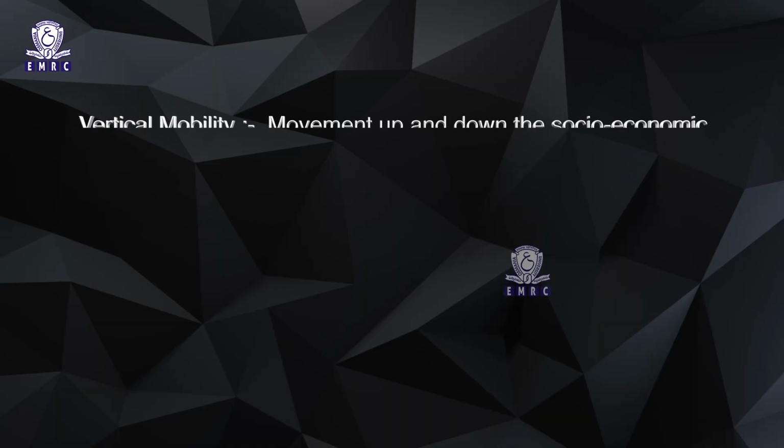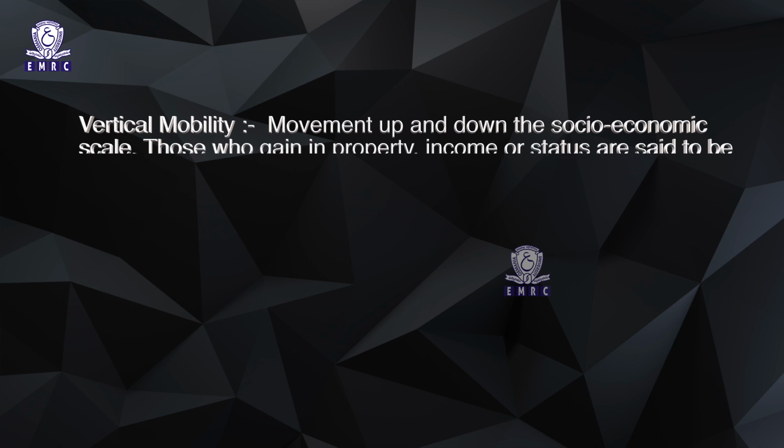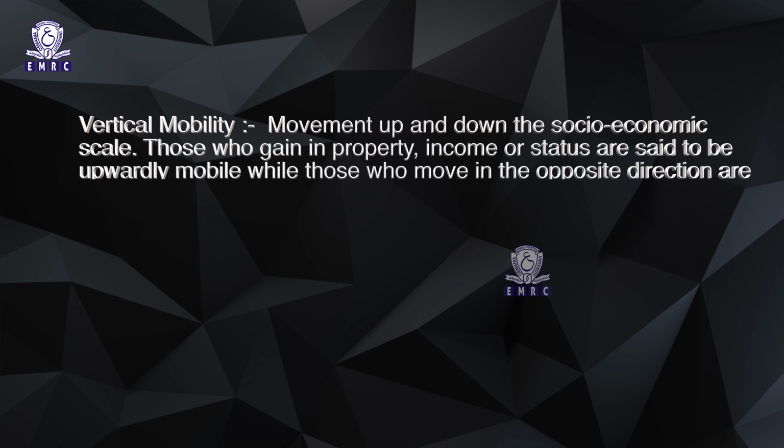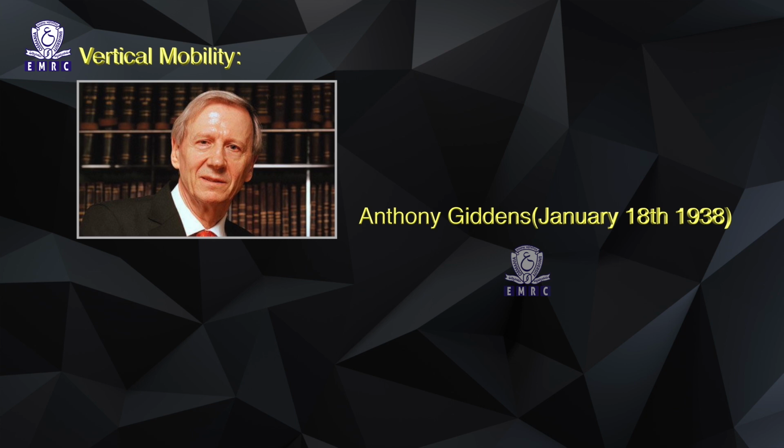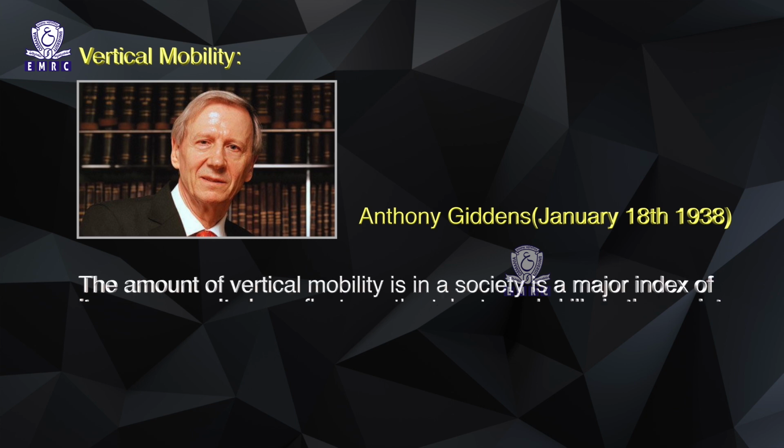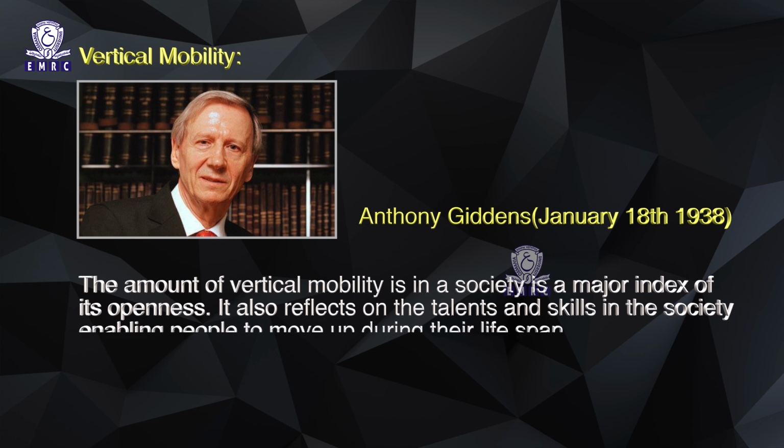Second, vertical mobility. Vertical mobility refers to movement up and down the socio-economic scale. Those who gain in property, income or status are said to be upwardly mobile, while those who move in the opposite direction are downwardly mobile. Anthony Giddens argues that the amount of vertical mobility in a society is a major index of its openness. It also reflects the talents and skills in the society, enabling people to move up during their lifespan.